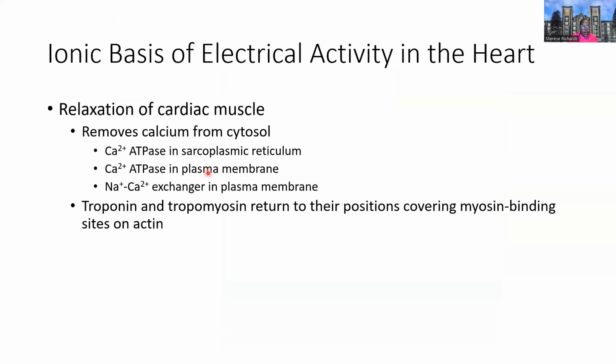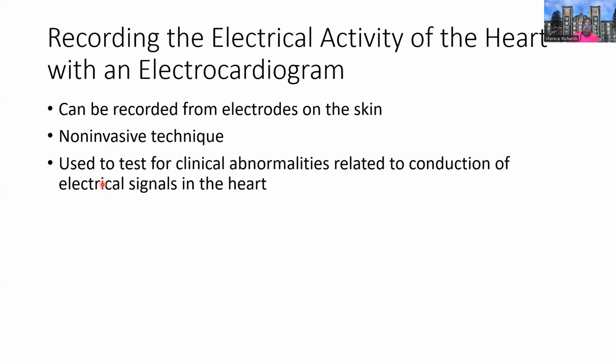So just reiterating that here, relaxation of cardiac muscle happens by three mechanisms: the calcium ATPase pump on the sarcoplasmic reticulum, the calcium ATPase pump on the plasma membrane of the muscle to send it out of the cell, and then the sodium calcium exchanger that is also on the plasma membrane. And so this helps to return troponin back to its state where it's covering up the binding sites, and then that helps to disengage cross-bridge cycling. Okay.